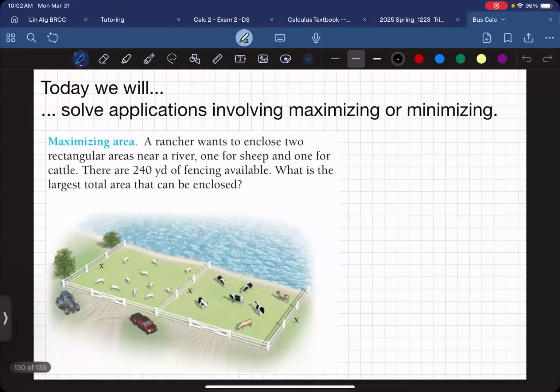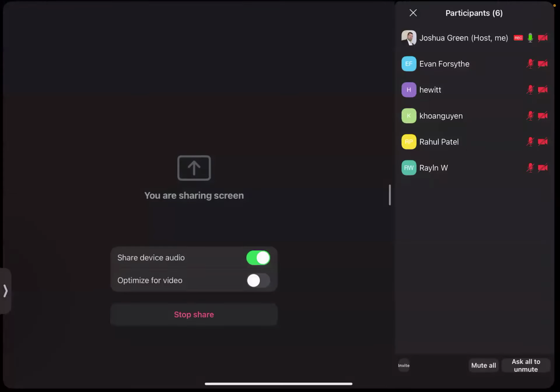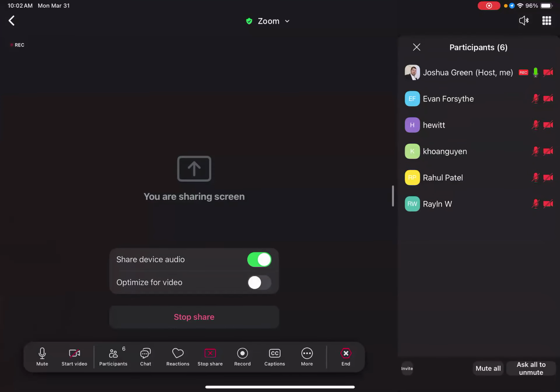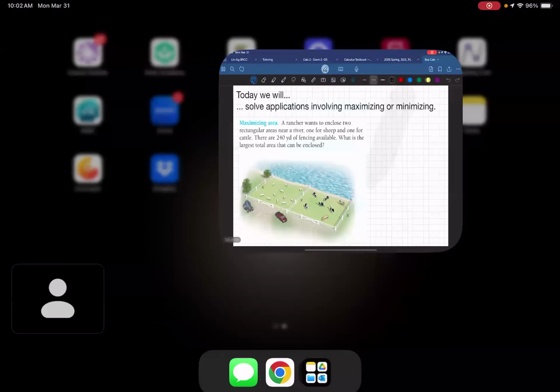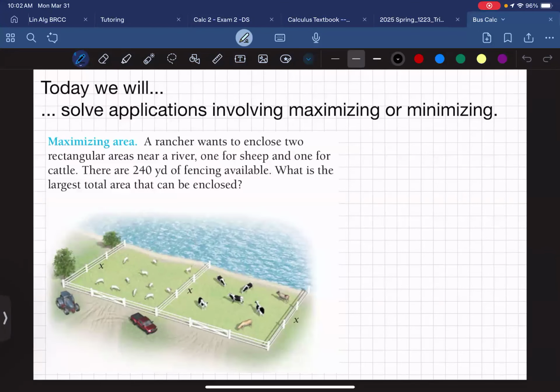Can everyone hear me okay? I guess that's probably the first thing I should check. Is my sound going through clearly? Yeah, we can hear you. All right. I got it recording though.